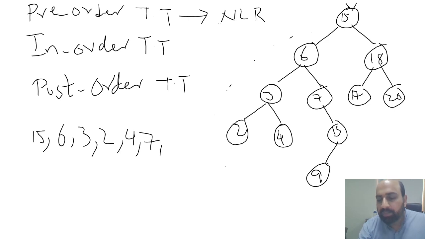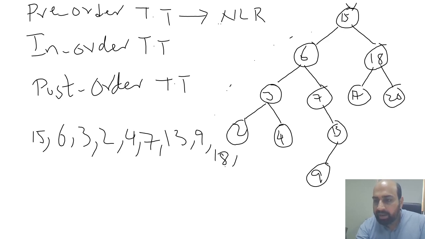Go to the left side. There is no left subtree of 7, so obviously we are not going to print anything. Then go to the right subtree, that is 13, print it. And then go to the left of 13, that is 9, print it. Go back, we already printed 13, 7, 6, 15. Go to the right subtree of 15, so right of 15 is 18, right? Then go to the left of 18, that is 17, and go back to the right of 18, that is 20.